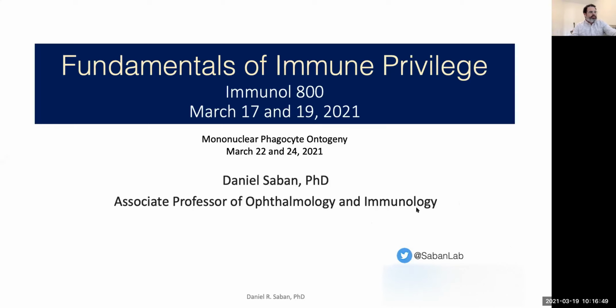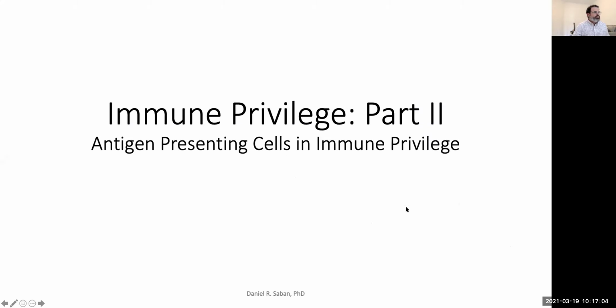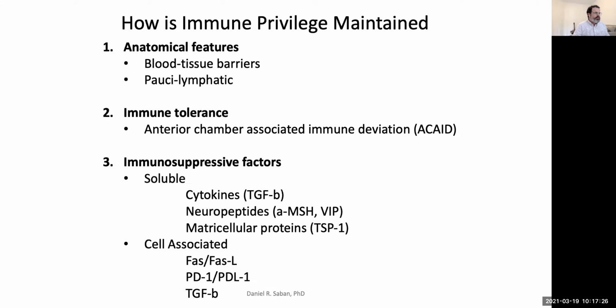All right, so this is part 2 of immune privilege. And March 22nd and March 24th, that's next week, we'll be talking about the ontogeny of mononuclear phagocytes, okay? So today I'm going to focus mostly on antigen presenting cells in terms of immune privilege. This is going to be more at the cellular and molecular level rather than the previous lecture, which is more describing the phenomenon and some of the features that explain the phenomenon.